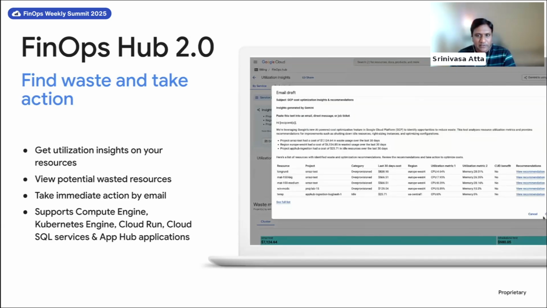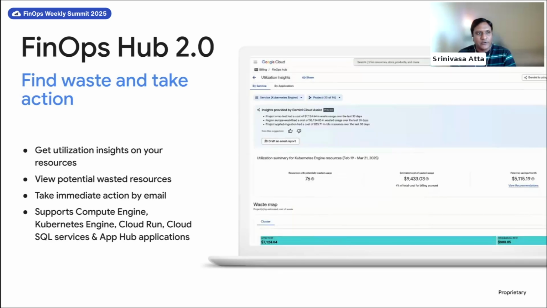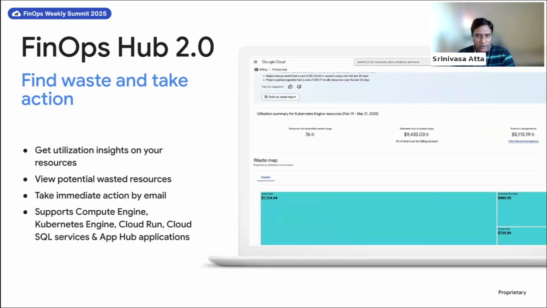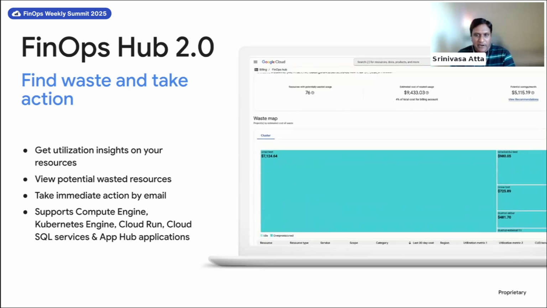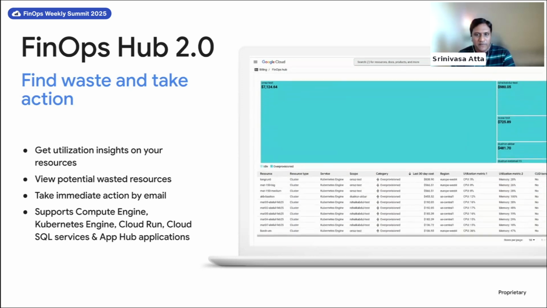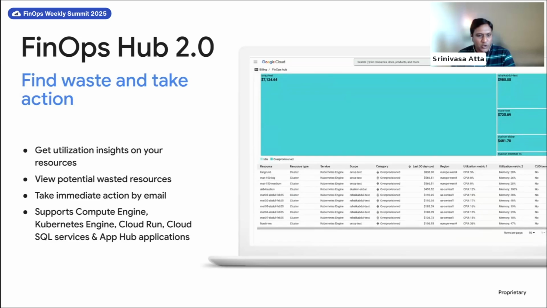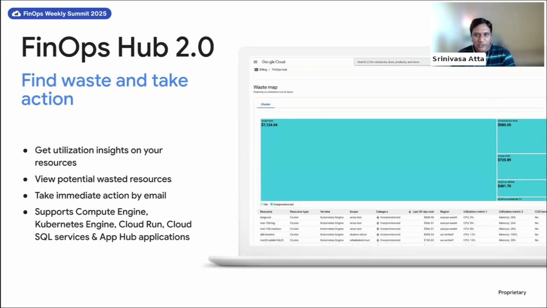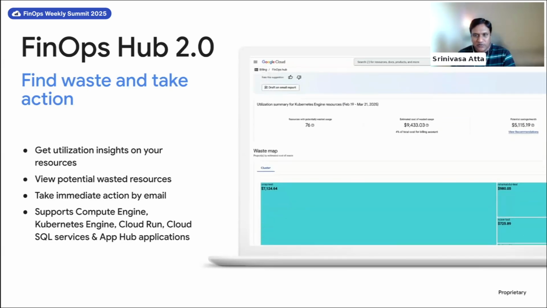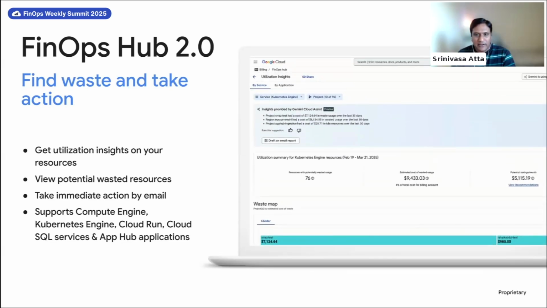your specific applications. Now you might be thinking, this sounds great, but how do I actually understand and quantify the potential waste across my entire organization? That's where my waste map comes in. One of my favorite features in FinOps Hub 2.0 is that it provides a clear, intuitive visualization, as you can see on the screen, the one in light blue here.